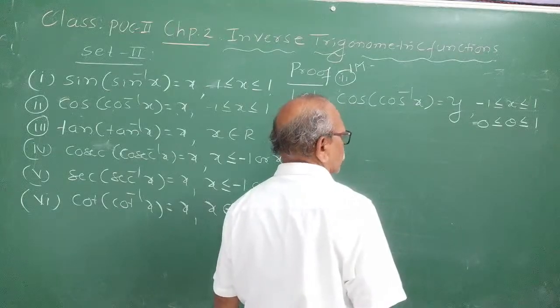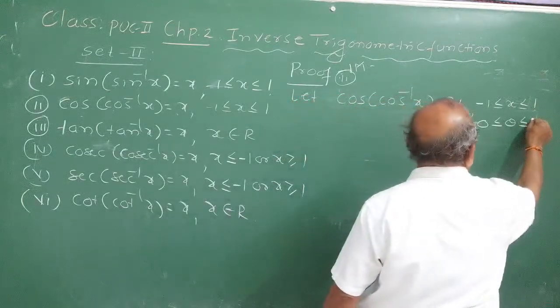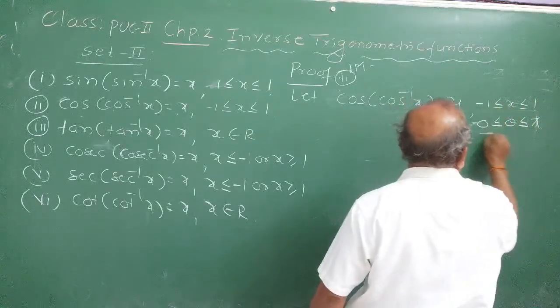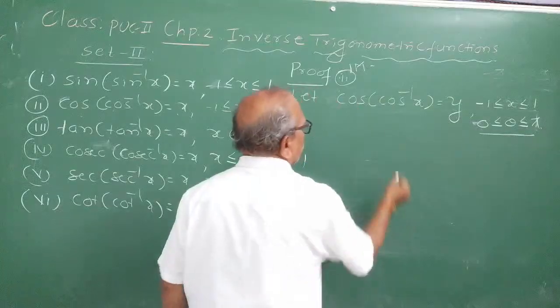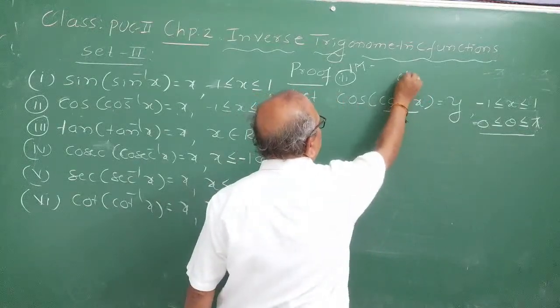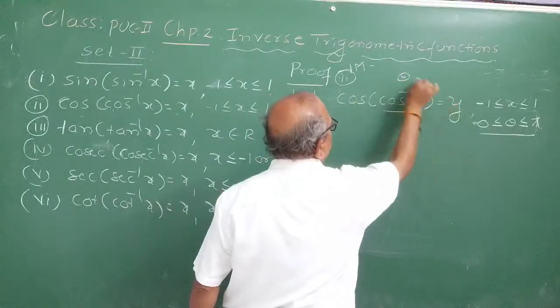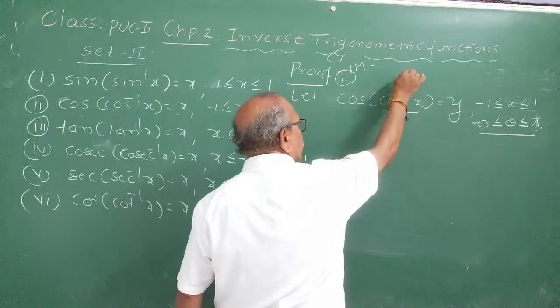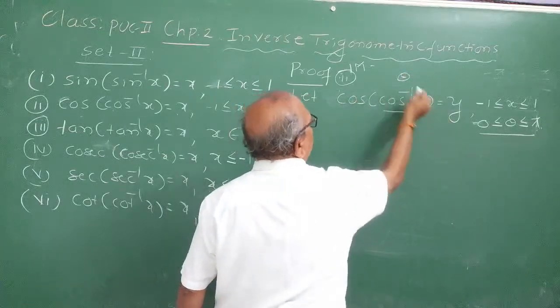Cos x, 0 to pi. Cos 0 is 1, cos pi is equal to minus 1. When this condition is satisfied, the inverse of this function exists. Assume that this is theta. Cos theta is equal to y means, if these conditions are satisfied, by the definition of the inverse function, you can write it as theta is equal to cos inverse y.